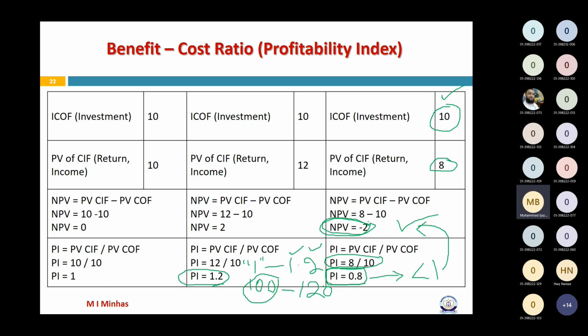Is it clear? A PI of less than 1 means the same as an NPV being negative. So that's why we will reject a project that has a PI less than 1, and we'll accept a project that has a PI greater than 1. Is this point clear?